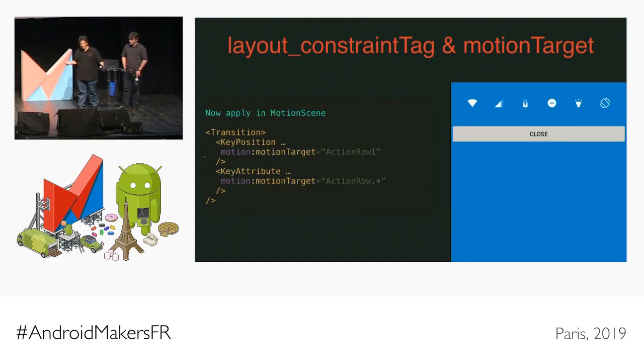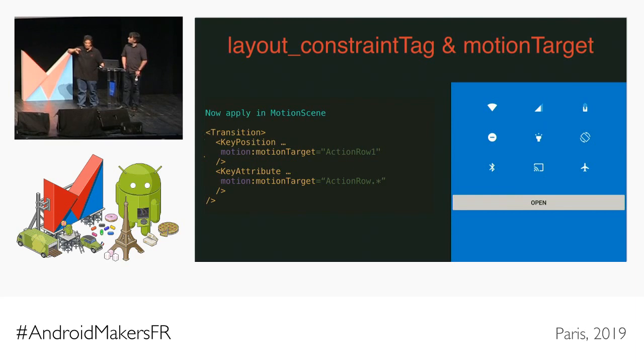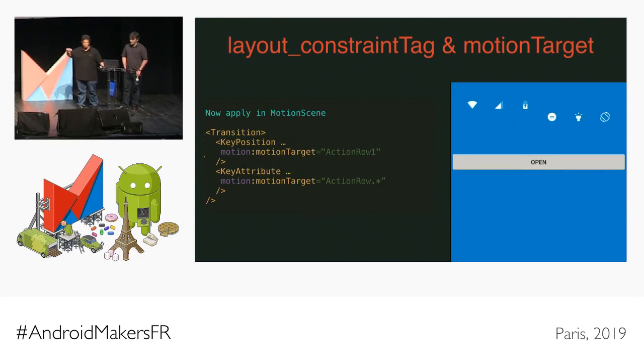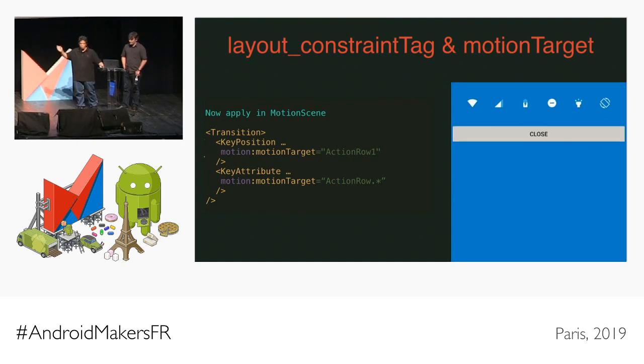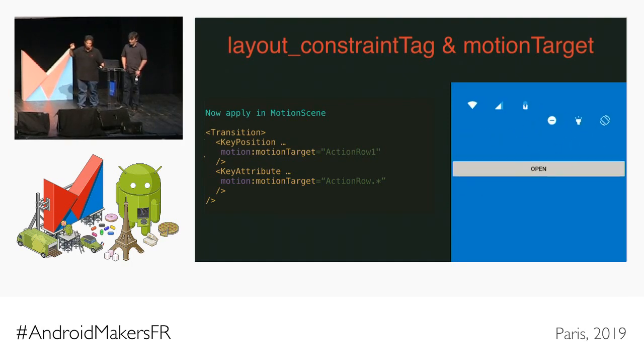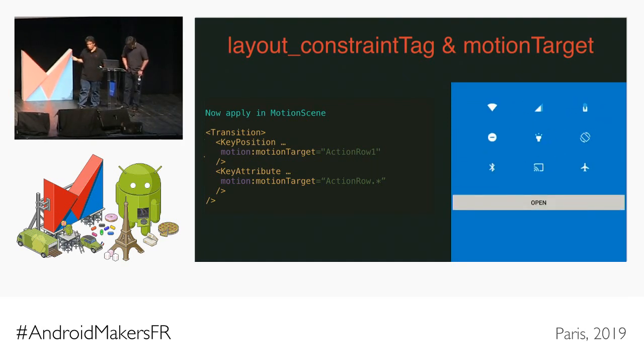But once you've tagged them, in your key position and key attributes, you can say, apply this to all those labeled action row 1. Or you can use a regular expression, all those that are row star, essentially.